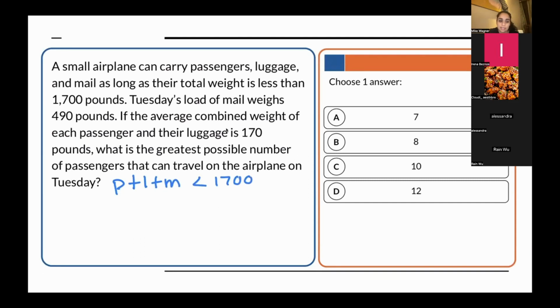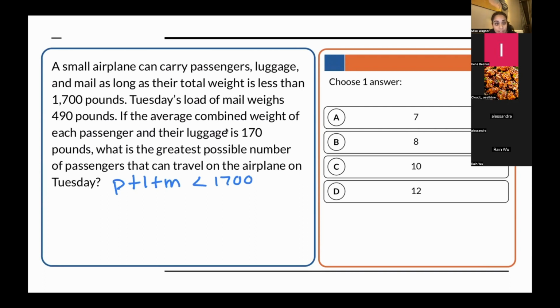And so on Tuesday, doesn't matter, any day, this specific day, the load of mail weighs 490 pounds. So we can plug in 490 for M. And it gives us one more detail, which is if the average combined weight of each passenger and their luggage is 170, what's the greatest possible number of passengers that can travel on the plane?